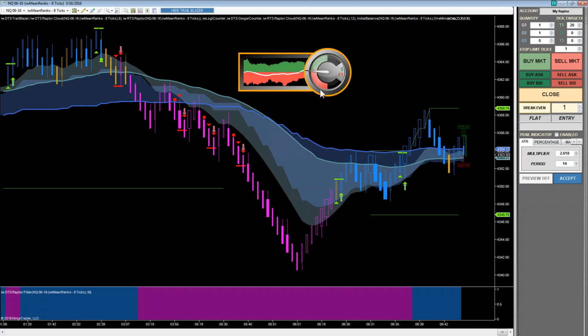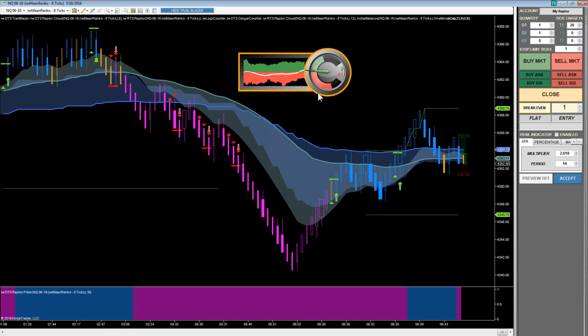This little dial that you see here is called the Geiger counter. This is an add-on. This will work on any chart, not just the DTS charts and not just the Raptor. It will work on a 5-minute chart. It'll work on a tick chart. It'll work on any kind of chart that you're using.